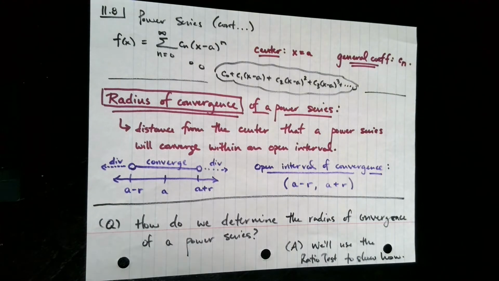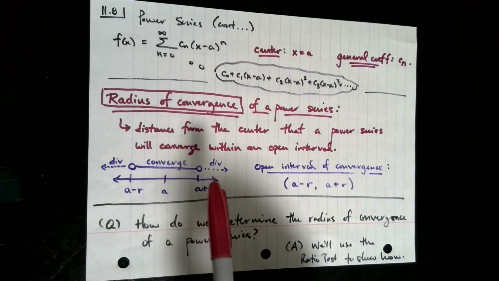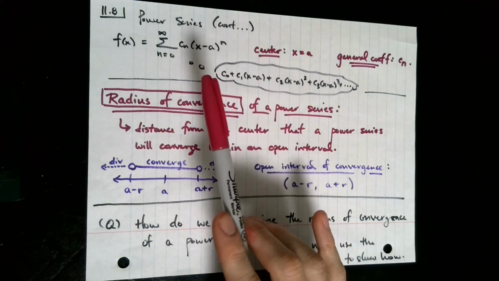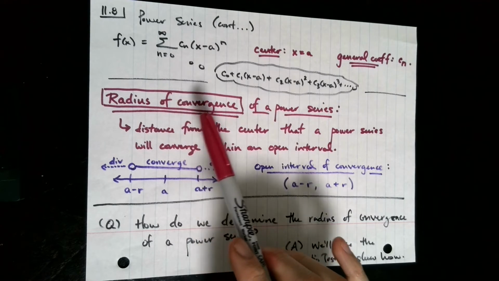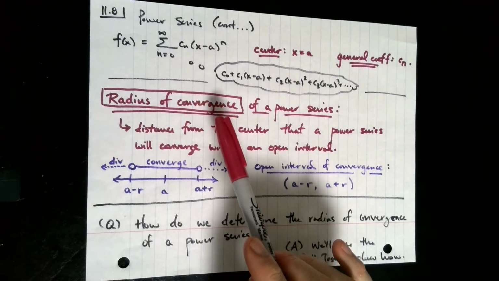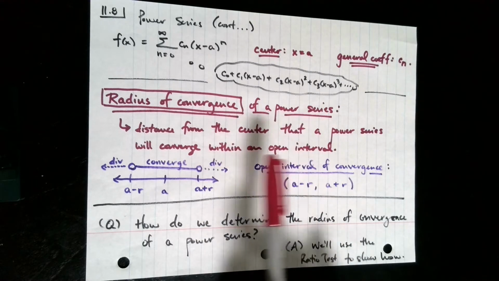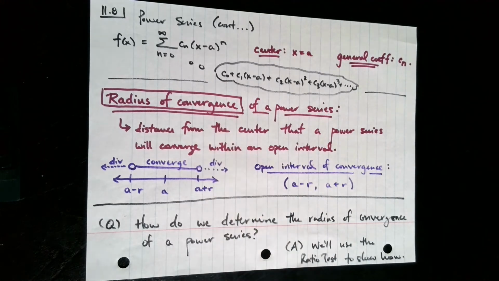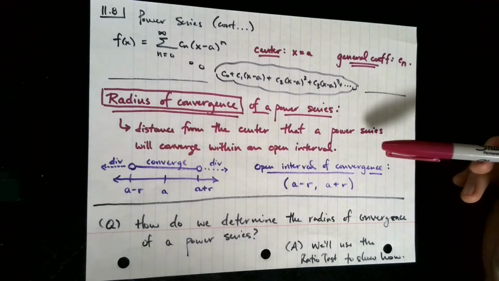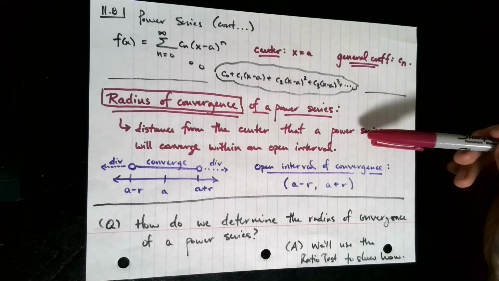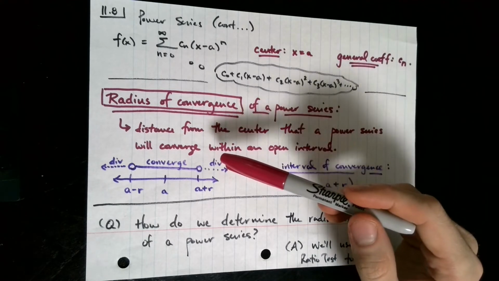Okay, sweet. I would like to talk now about a notion relating to power series, which is called radius of convergence. And radius of convergence is essentially the distance from the center that a power series will converge within an open interval. Now, hold on a second, because there's a couple things to think about here. Here we're talking about the convergence of a power series.